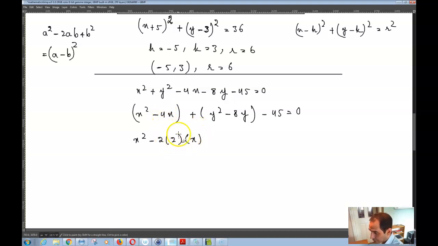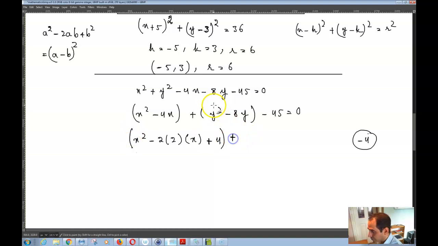And then since my b is 2 over here, I have to write plus b², which is plus 2², which is equal to 4. So now that I have added this 4, I have to take it out as well. I have to subtract it because I don't want to change the value of this equation. So I write a negative 4 over here. That's the first part.